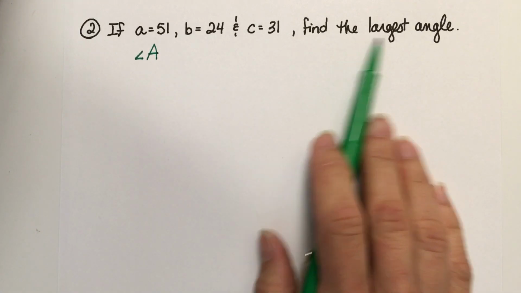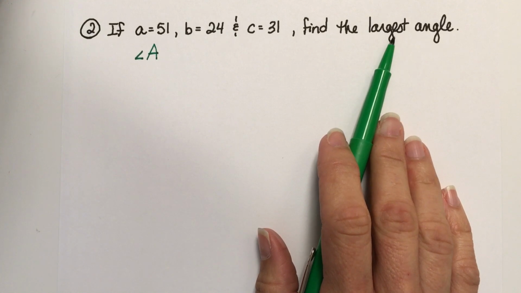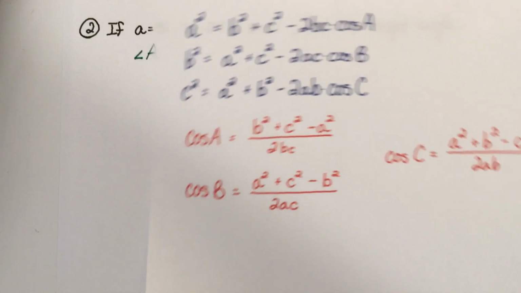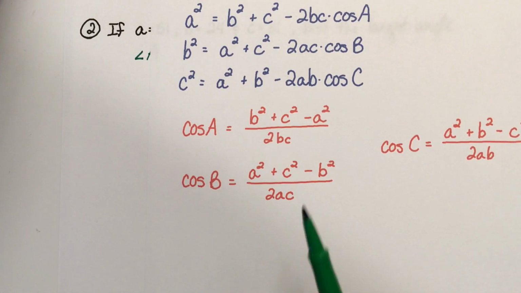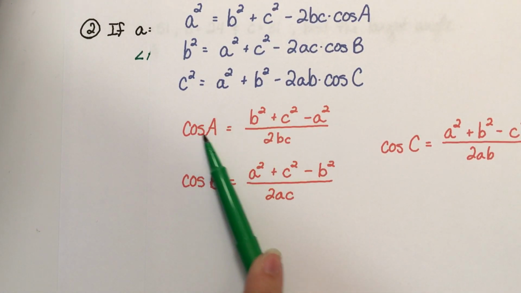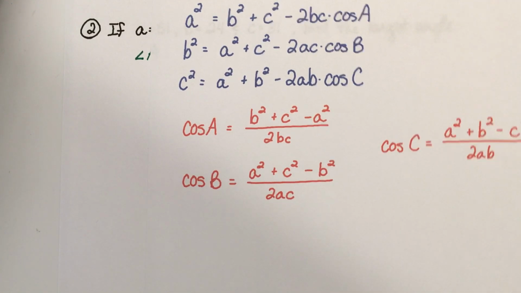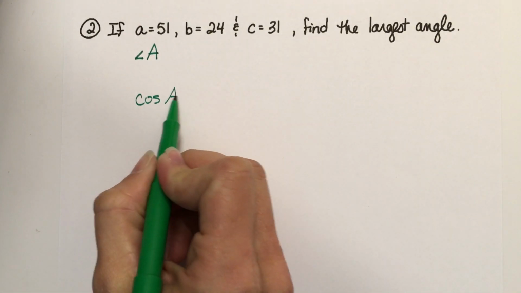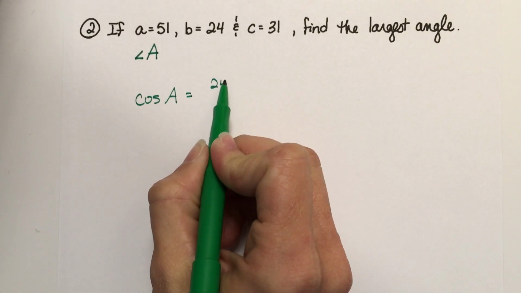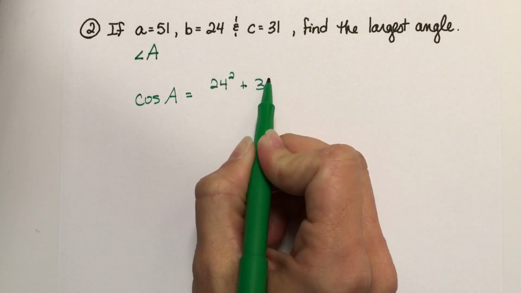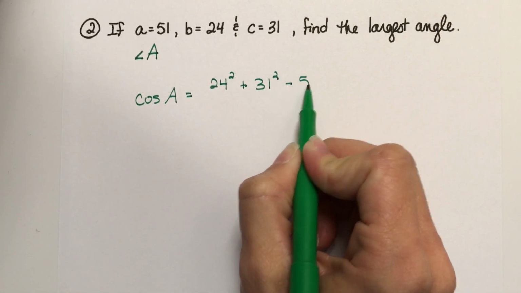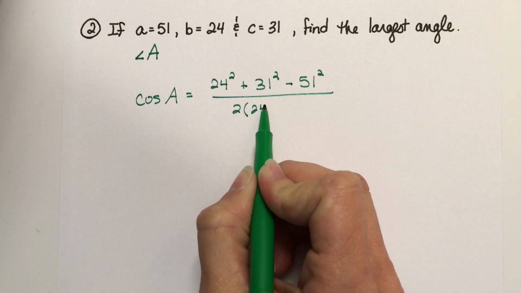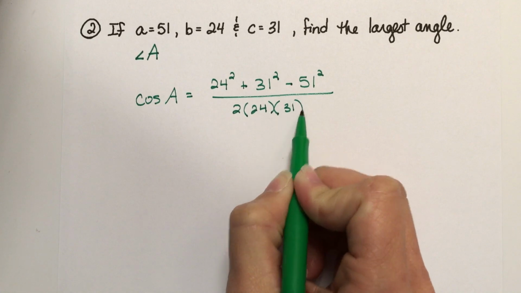Sometimes they'll ask you to find something like this instead of being real specific about it. Since you're trying to find an angle, of course we're finding angle A in this case, so this will be the formula that you would need to use. So we'll have cosine A equals 24 squared plus 31 squared minus 51 squared, divided by 2 times 24 times 31.